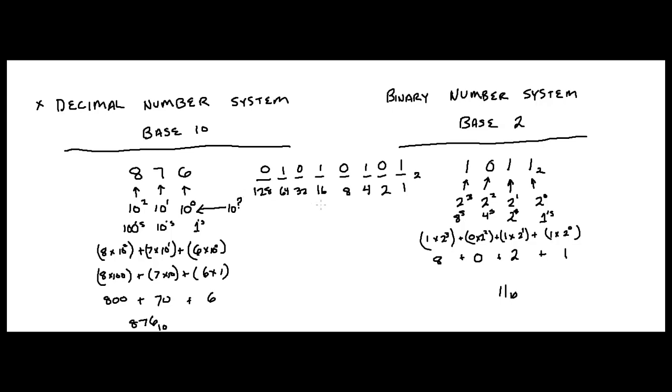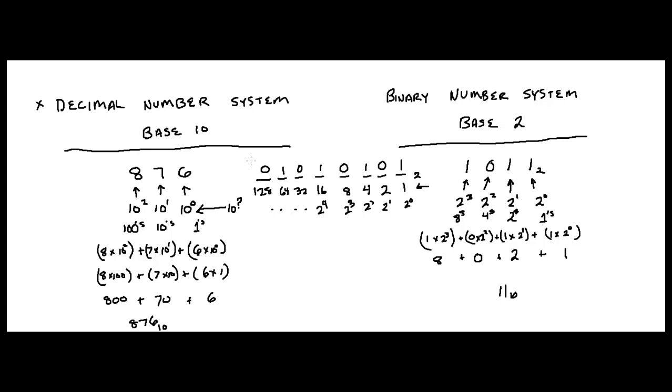You get it? Remember, this digit here is 2 to the 0. This digit here is 2 to the 1. This digit here is 2 to the 2. This digit right here is going to be 2 to the 3rd. This digit right here is going to be 2 to the 4th. You get the idea, right? That's how I came up with these numbers.